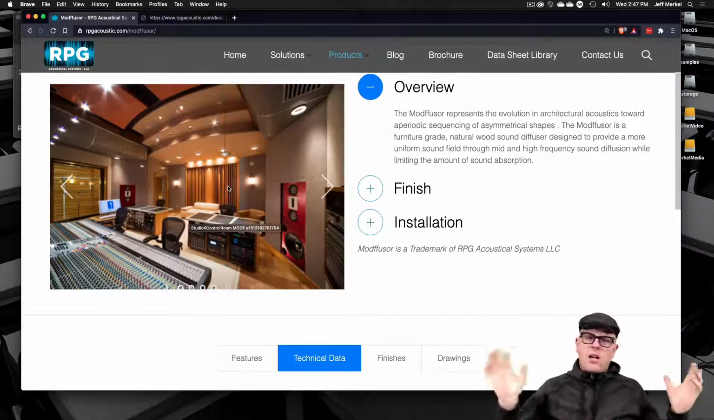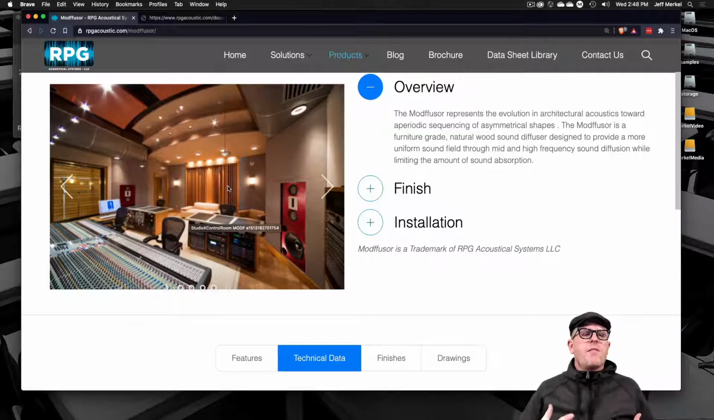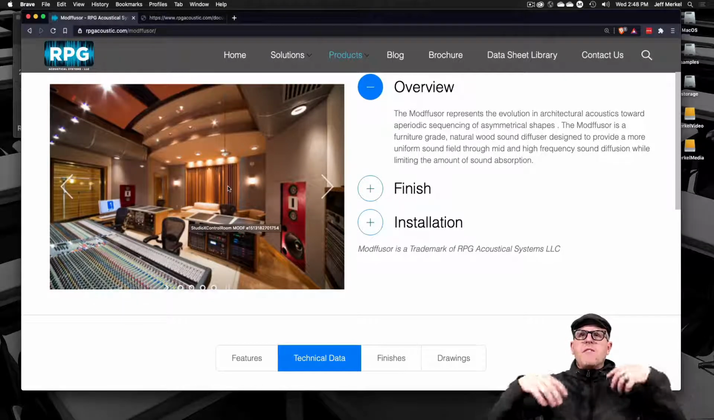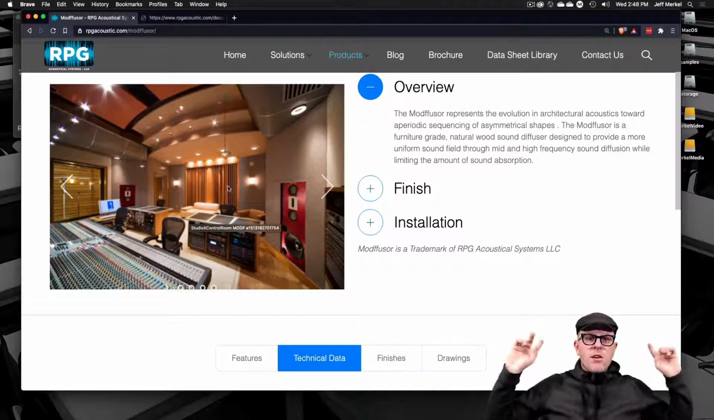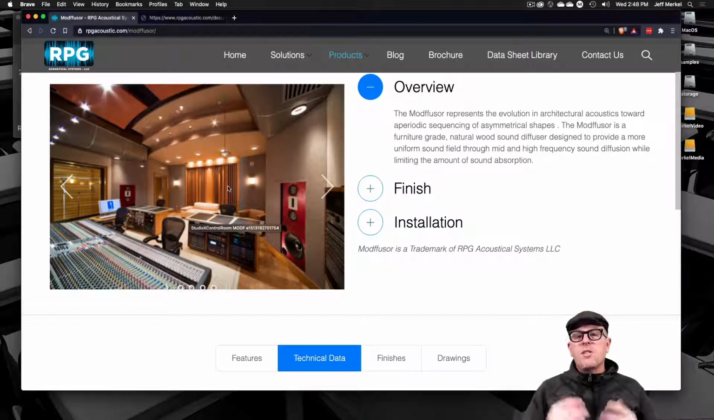For me, I like a lot of absorption. But a lot of people still want to feel enveloped. They want to hear the energy in the room, but they don't want to hear the reflections. So again, the idea here is you put the diffusion on the back and you put the absorption on the front. You'll see that a lot.